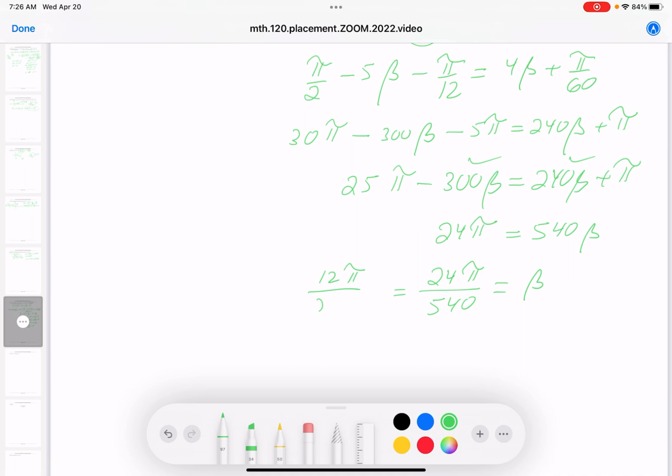Let's see, 250, 270, right? I'm going to divide by 2 again. And then I'm going to divide by 3. So beta, in its simplest form, is 2 pi over 45. All right, let's keep moving forward.